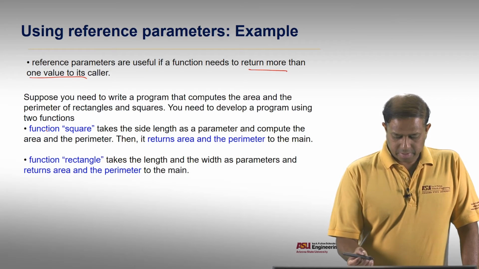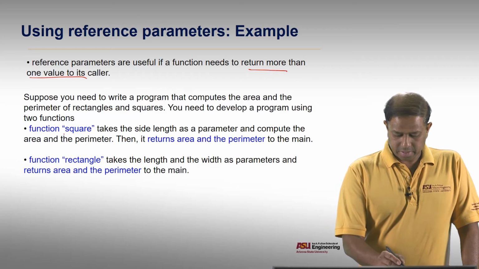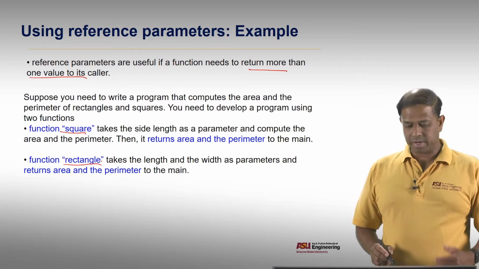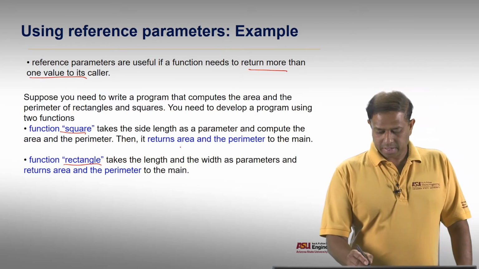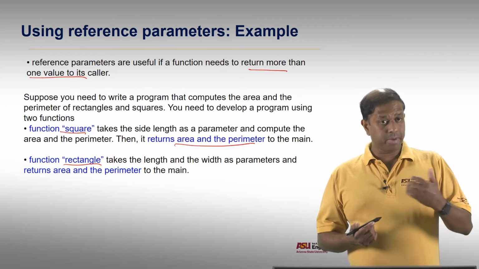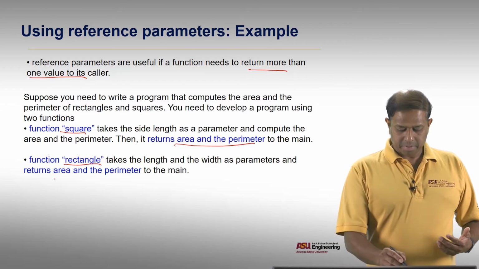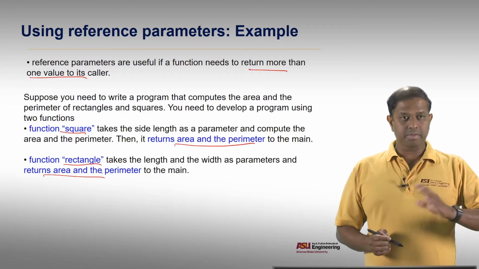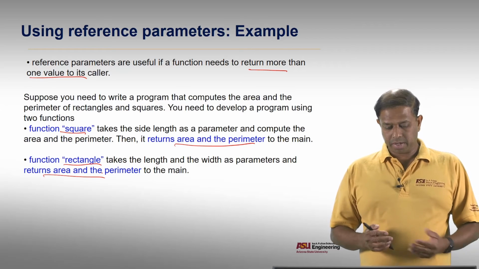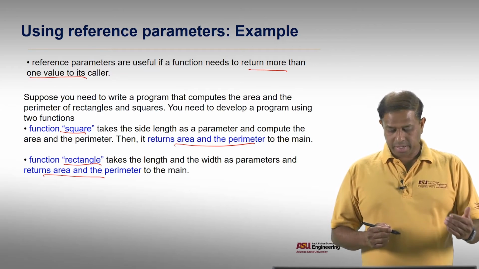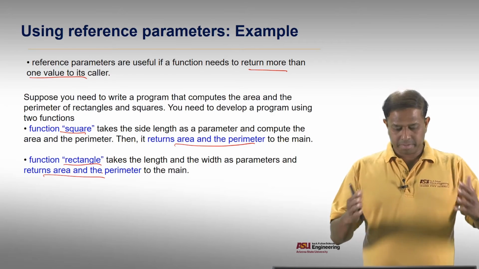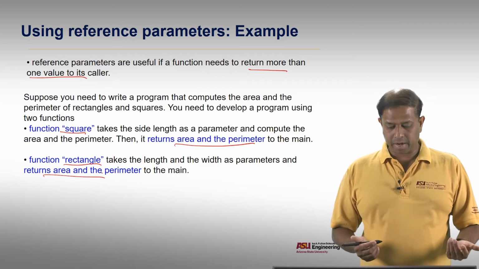Suppose we need to write a function to calculate the area and the perimeter of squares as well as rectangles, and then return the area and the perimeter to the main. Since we need to return area and the perimeter to the main, in both of these cases we will be returning more than one value. Since we cannot return more than one value to the caller, what we can do is take the area and the perimeter variables declared in the memory area for the main method as reference parameters, right?